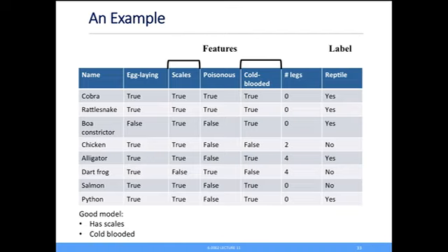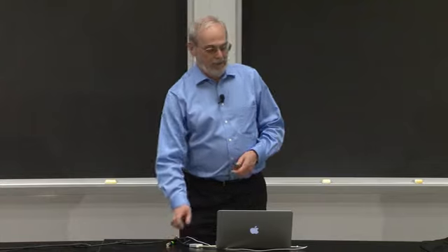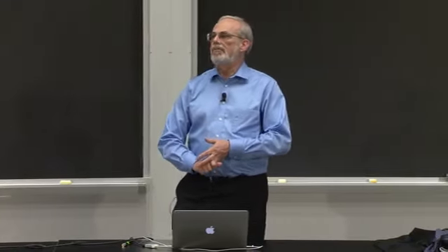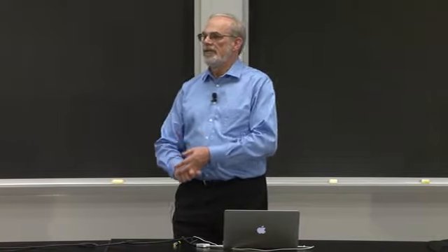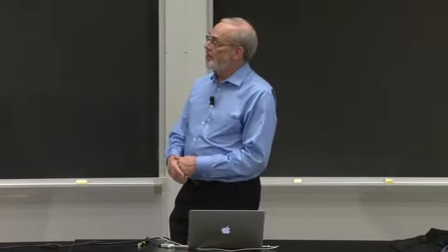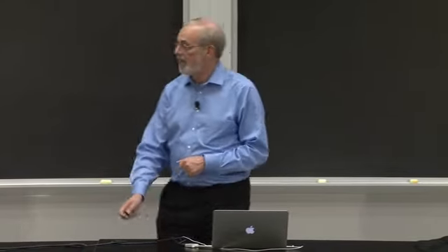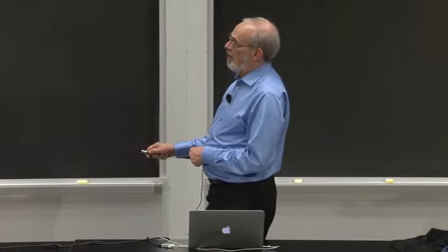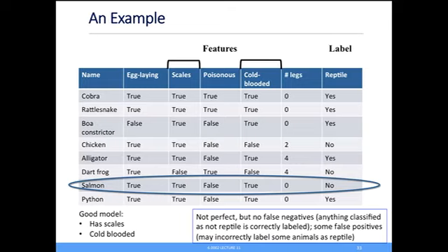And probably my best thing is to simply go back to just 2 features, scales and cold-blooded. And basically say, if something has scales and it's cold-blooded, I'm going to call it a reptile. If it doesn't have both of those, I'm going to say it's not a reptile. It won't be perfect. It's going to incorrectly label the salmon. But I've made a design choice here that's important. And the design choice is that I will have no false negatives. What that means is there's not going to be any instance of something that's not a reptile that I'm going to call a reptile. I may have some false positives.